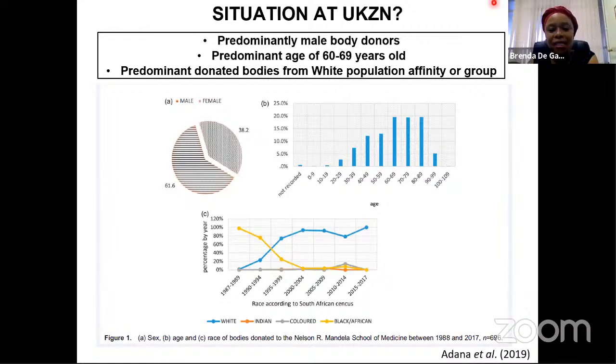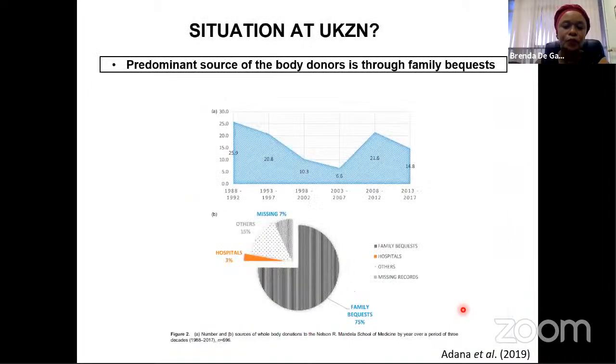And if we look at UKZN, lastly, I'm about to finish. We have predominantly male body donors, predominant age being 60 to 69 years old, and predominant donated bodies being from the white population affinity, which you see speaking the same language as what's occurring in the University of Witwatersrand. And not only in the South African context, you see that being predominant as well as the characteristics that exist globally as well. This was work done by Adana and others at UKZN.